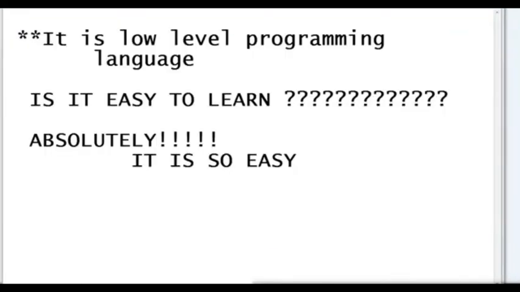So friends, assembly language programming, that is 8086 programming, is a low level programming language. Now the question arises, is it easy to learn or not? Many people think it is very difficult to learn because there are so many instructions, so many codes and so many things to remember. But my opinion is, yes, it is very easy. Absolutely, it is easy to learn if you focus on understanding, not on memorizing or mugging up. If you don't mug up the concepts, it is really easy to understand assembly language programming.